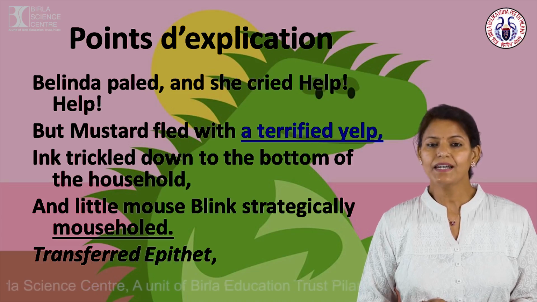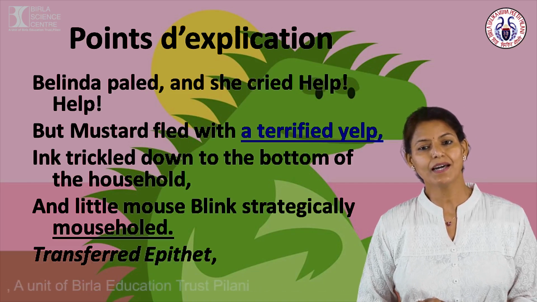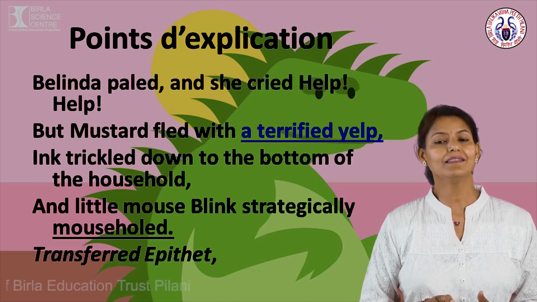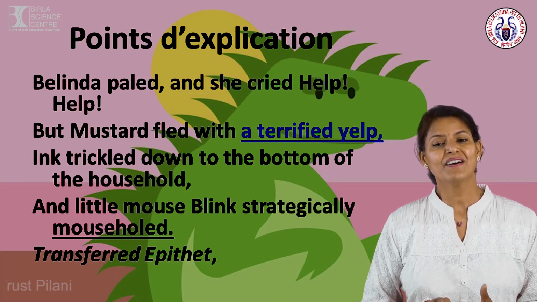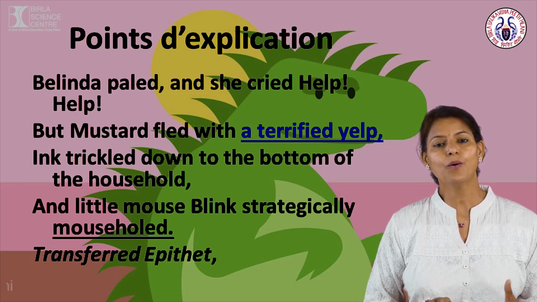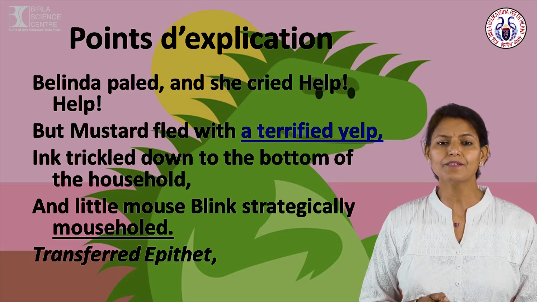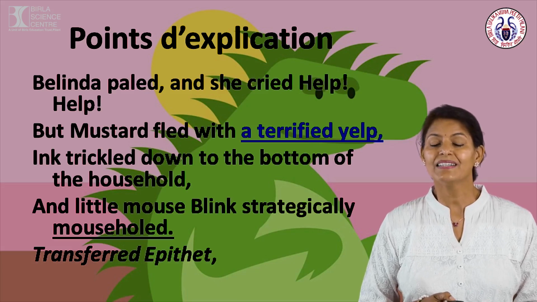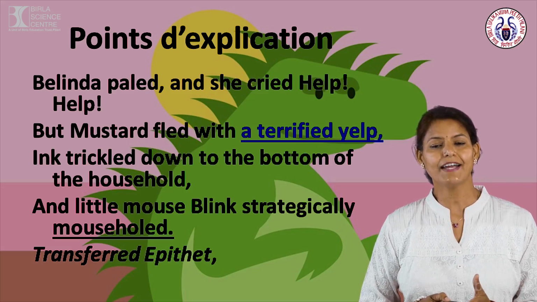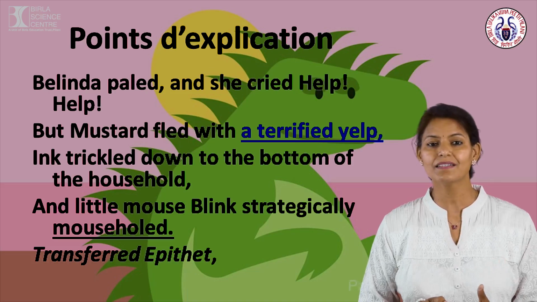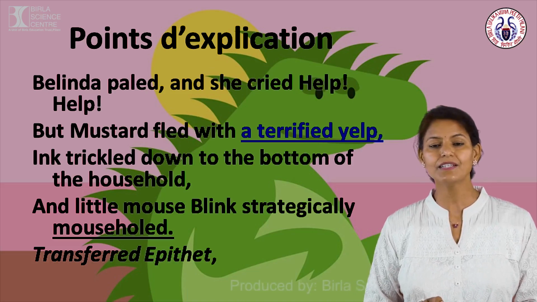A transferred epithet is a poetic device where the adjective that is used with the noun doesn't directly describe the noun that is being mentioned in the expression. Rather, it means the whole or the part. For example, in the line, "But Mustard fled with a terrified yelp," the yelp is not being described as terrified. The adjective "terrified" shifts to Mustard. It is Mustard who is terrified. So this is the employment of a transferred epithet.